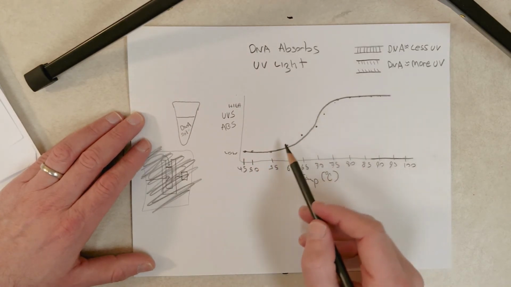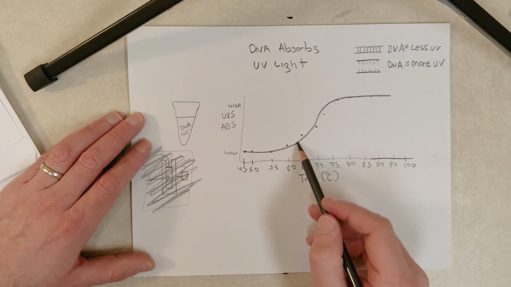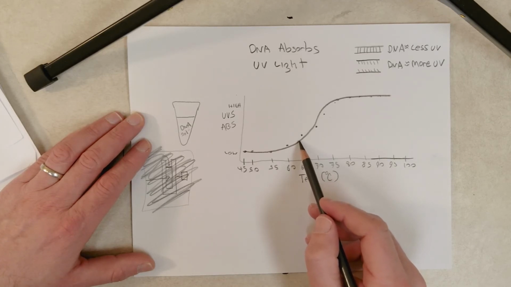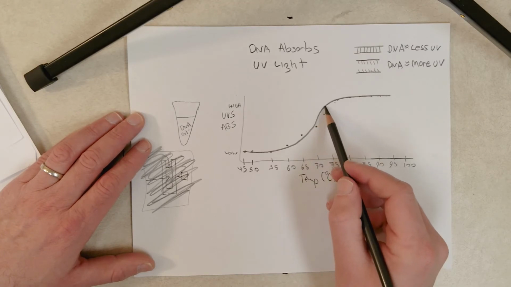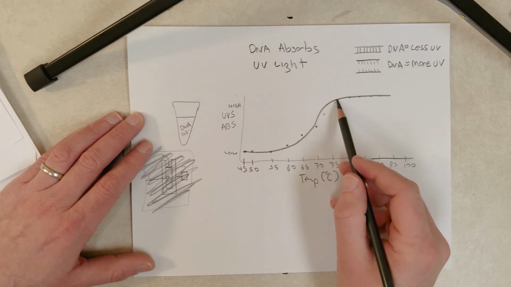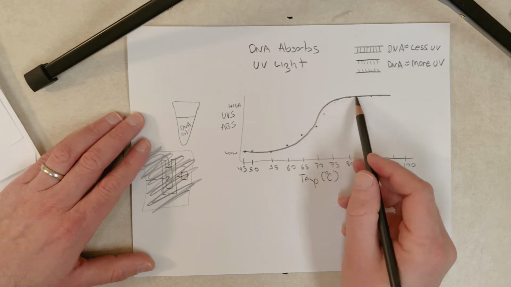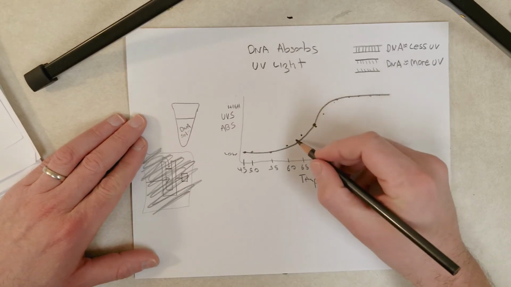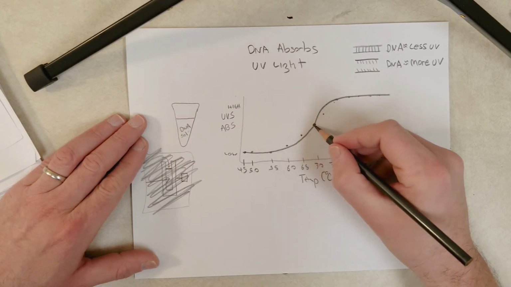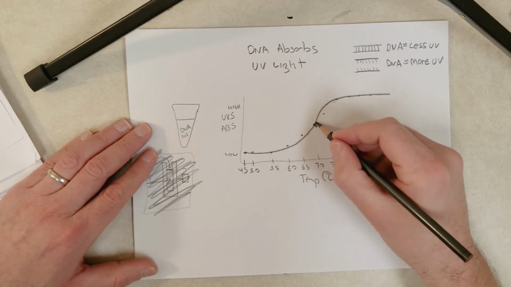So what's happening is we're denaturing the DNA as we increase the temperature. So down here, say a certain percentage of the DNA in the solution is denatured, but another percentage is still double-stranded. So we're absorbing this much UV due to the ratio of double-stranded to single-stranded DNA in the solution. As we increase the temperature, the amount of single-stranded DNA in the solution relative to double-stranded increases. So we're getting more UV light. So this inflection point, the point at which the rate of change in this diagram goes from increasing to decreasing.